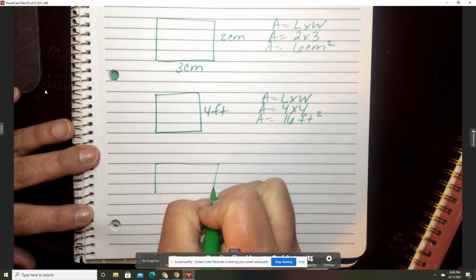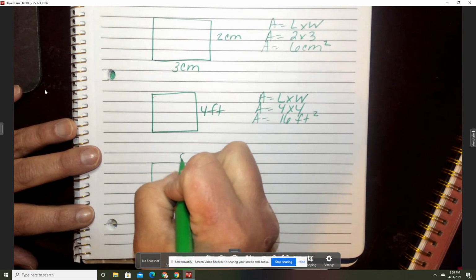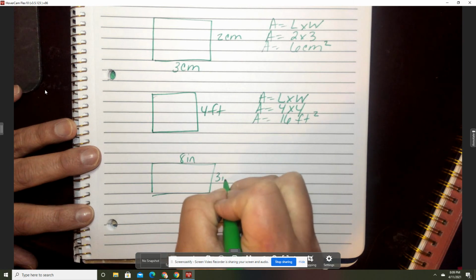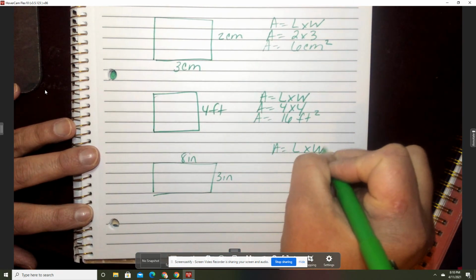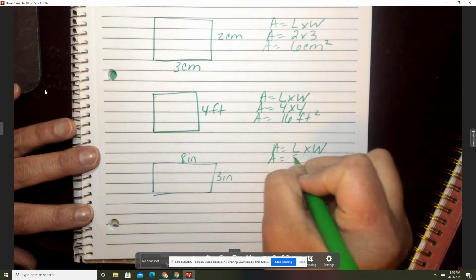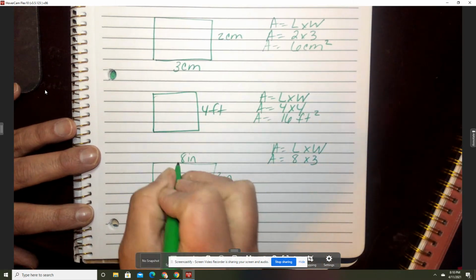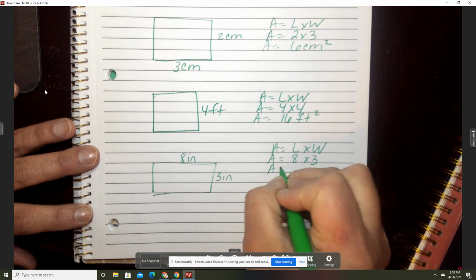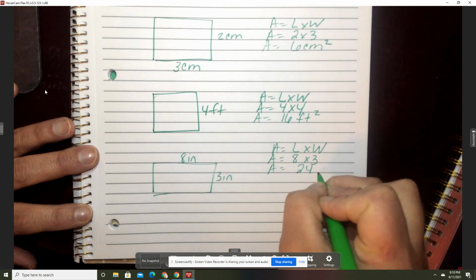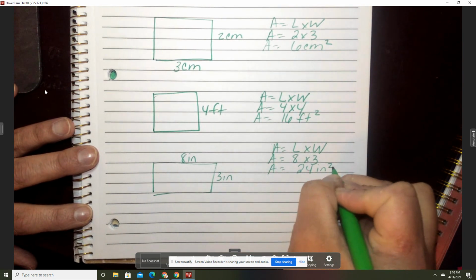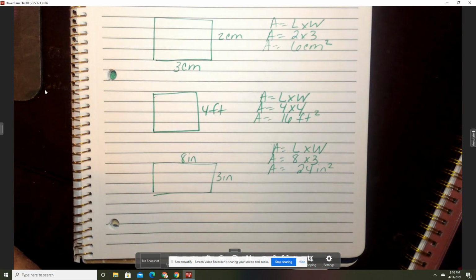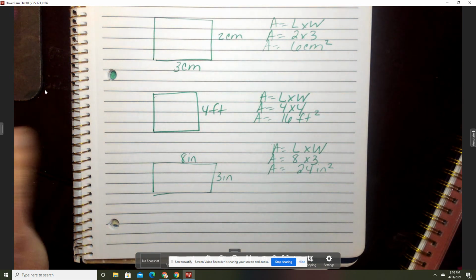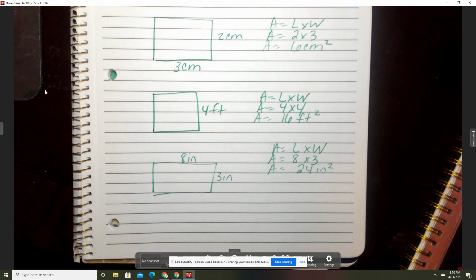You have to have that 2 on your answer for it to be correct. All right. Last one. Area equals length times width. Area equals 8 times 3. So I've got my 2 numbers. And then area equals 24 inches squared. All right. We'll talk more about this the rest of the week. And you're going to have an exit ticket at the end of your lesson today. All right. Bye.